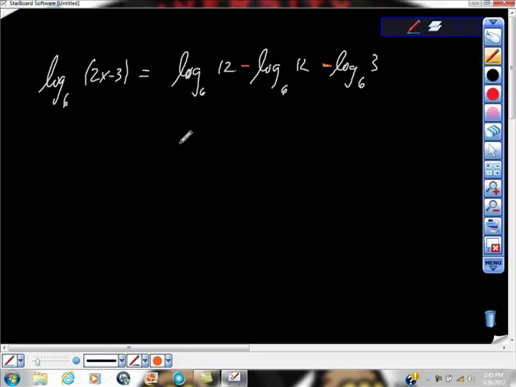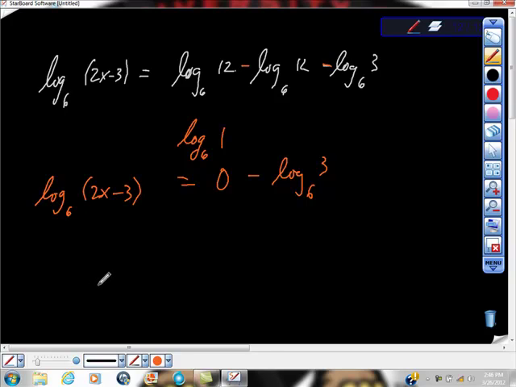So what I'm going to do is take log base 6 of 12 over 12, which is of 1, isn't it? And 6 to the 0 power, so this is 0, minus log base 6 of 3 equals log base 6 of 2x minus 3, right? So from here, this should get better for us, I hope, right?